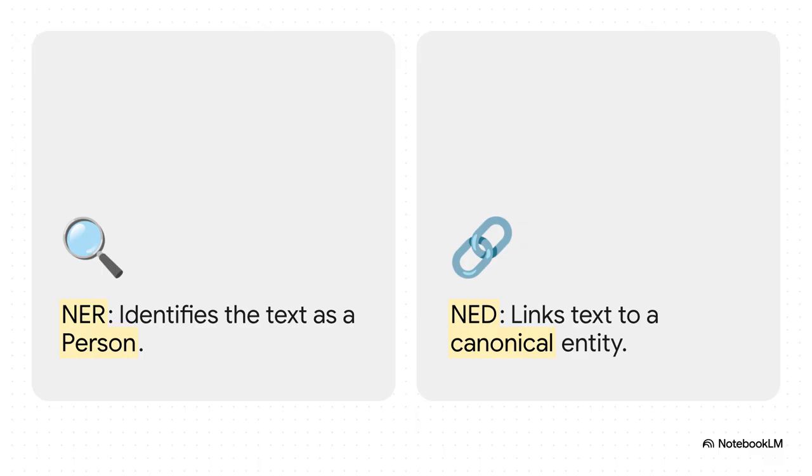NED is the missing link. It takes that mention and explicitly locks it onto a canonical entity in a knowledge base. It knows that in this specific document, Lawrence means Ernest O. Lawrence, the physicist who invented the cyclotron. It knows exactly where that puzzle piece belongs in the final picture.